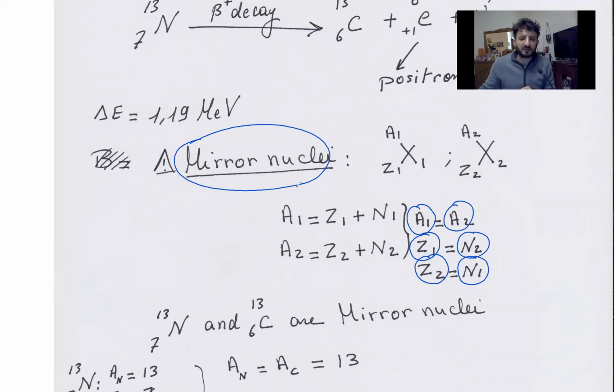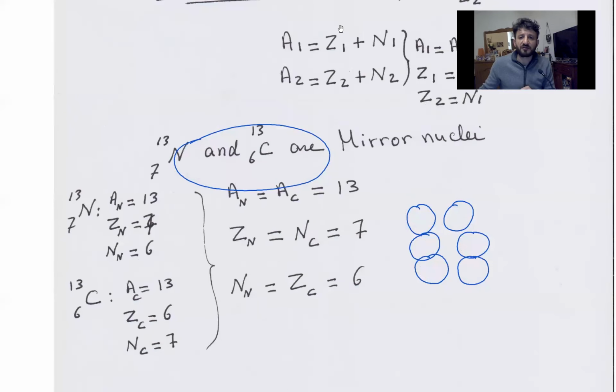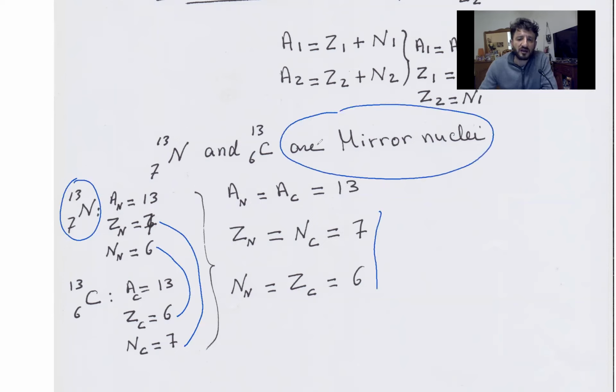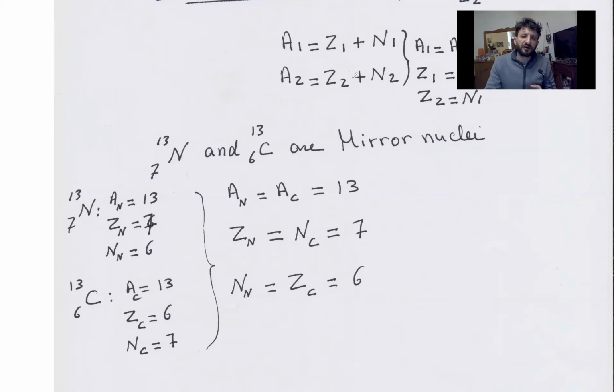If I take the example of nitrogen and carbon, here we have nitrogen 13, where Z equals 7, N equals 6. Carbon: Z equals 6, and N equals 7. As you see here, Z equals N, and N equals Z. In this case, we say that we have mirror nuclei. Anyway, now I want to calculate the value of the radius constant R0.